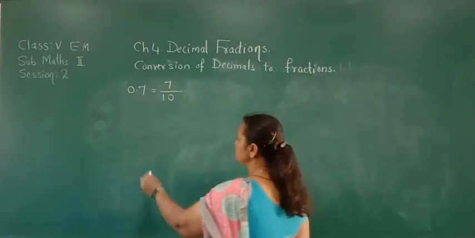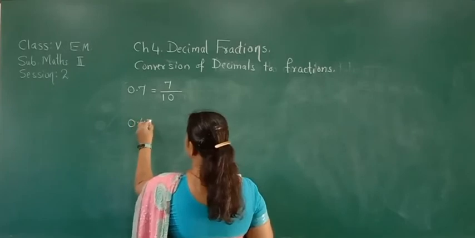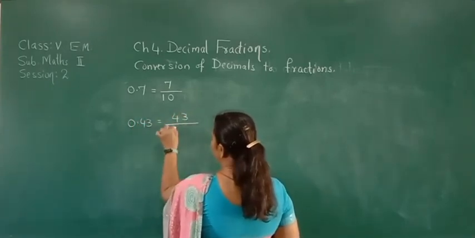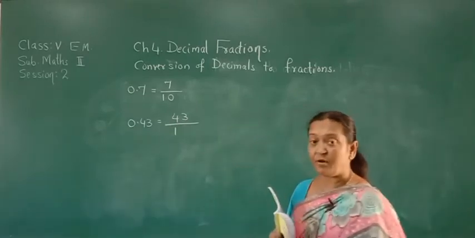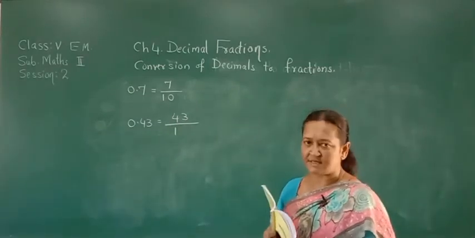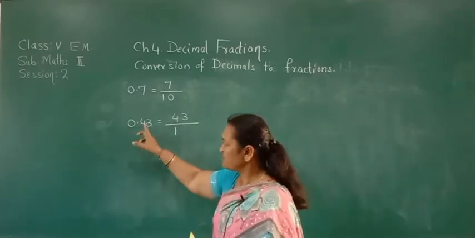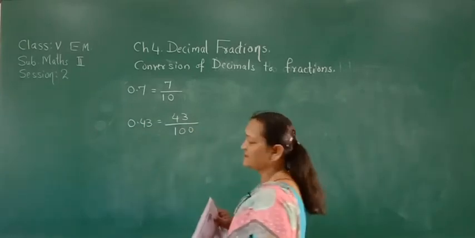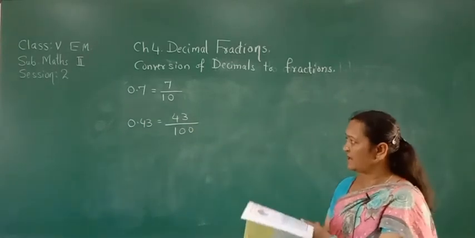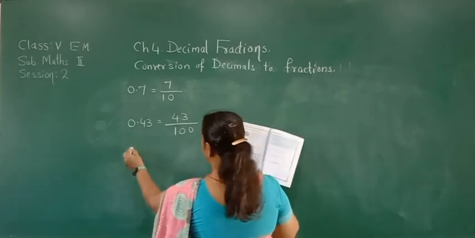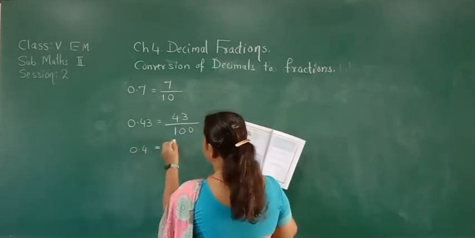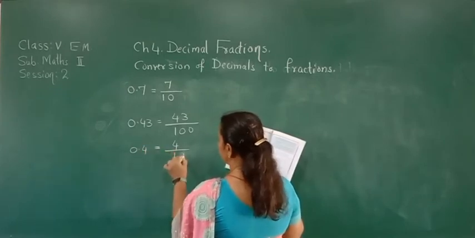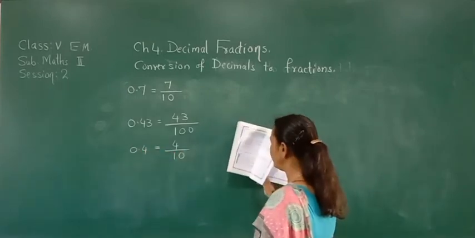Now suppose 0.43 is given, then write 43, draw one line, write 1. Now after the decimal, how many digits are there? We have 2 digits here. After the decimal, this is 1, 2. So add 2 zeros. So it is 43 by 100. Similarly, if it is 0.4, then we write it as 4 by, here after the decimal we have 1 digit, write 10, and it is 4 by 10.